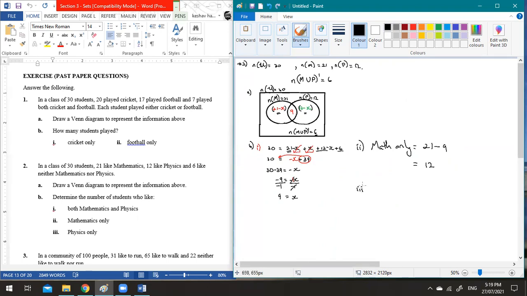And part 3, physics only, will be the students who like physics, which is 12, minus the ones in the middle, which is 9. And the answer is 3. And again, this is students, right?